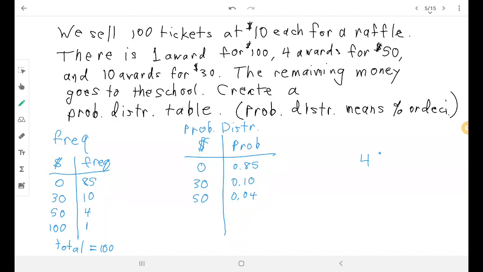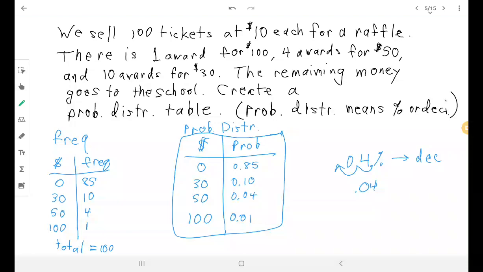Remember to turn a percent into a decimal. You find the decimal and move it 2 places smaller and fill in with zeros. So that's how I get 0.04. Okay? And the probability of winning $100 is 1 in 100, 1%, or 0.01. So there's our probability distribution table right there. I'll give you a moment to look at that. And let's move on to our next question.